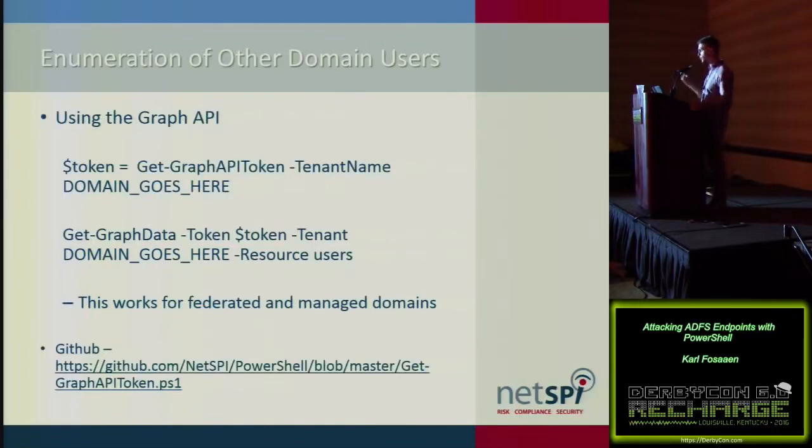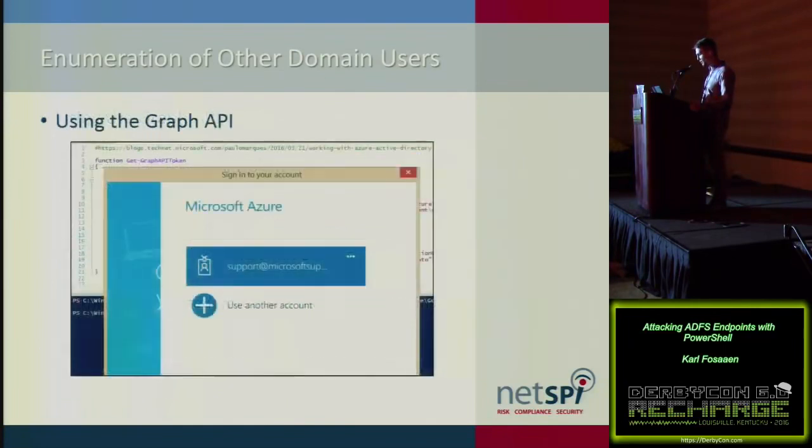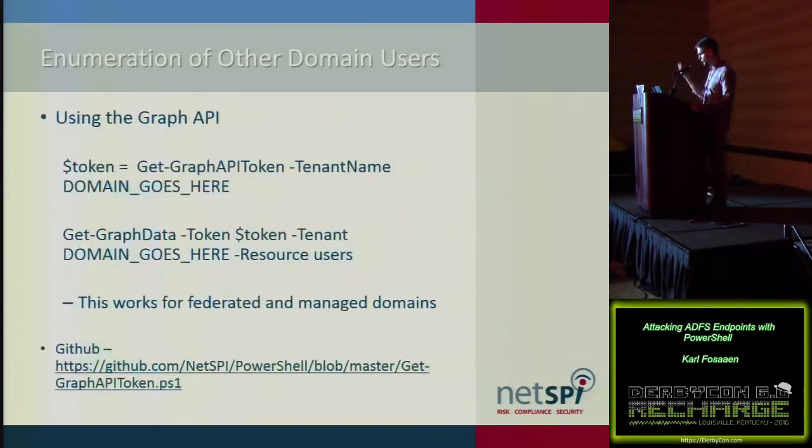But basically, you create a graph token. And when you do that, you can see it here. It pops up this little sign into your account. If it's a managed domain, it will go and authenticate to Microsoft. And if it's a federated domain, it will just forward you on to that ADFS server for that domain. So this is really handy. We've had a couple of domains that I've done this for where they have pretty limited federated services or ADFS services on the internet, but they still allow access to their ADFS server through the Graph API. We just create the token, list the tenant, the domain goes here, it's the Azure AD tenant.